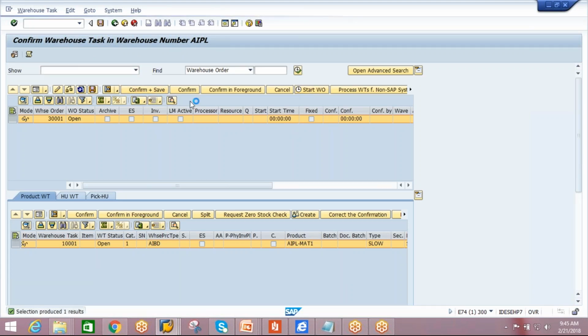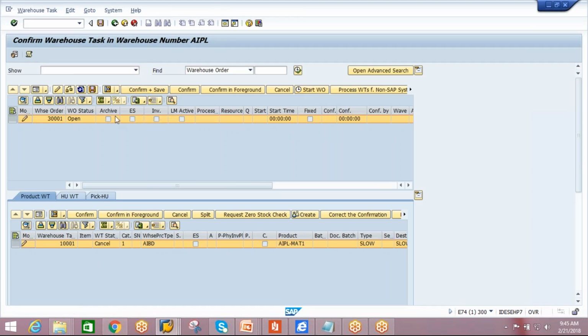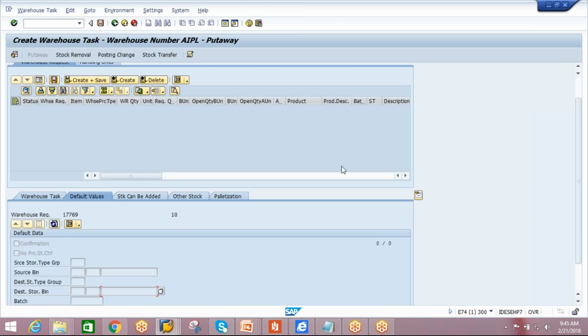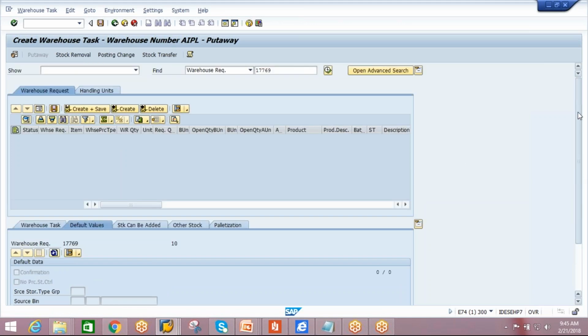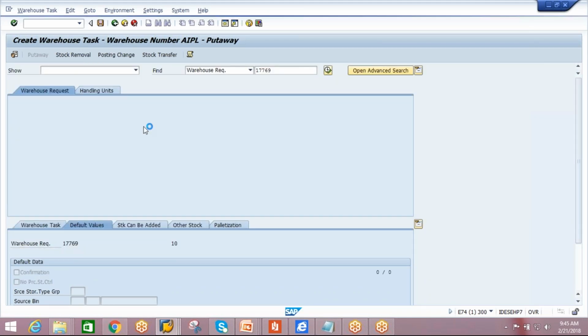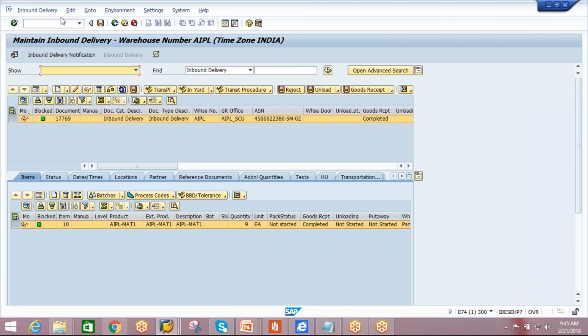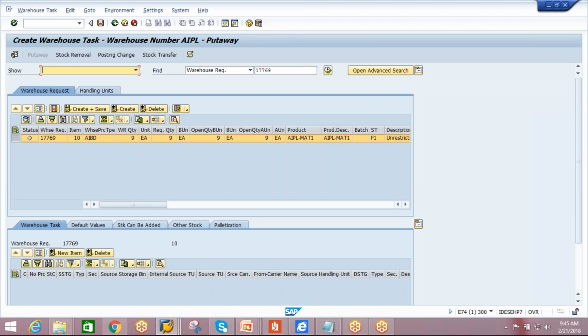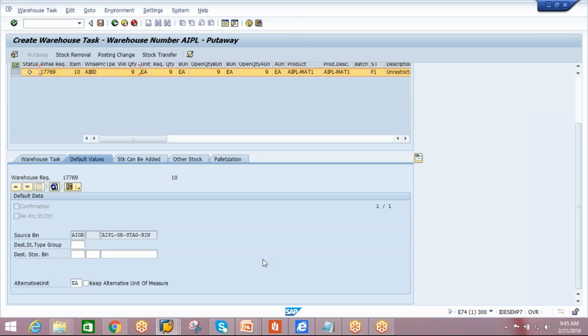One sec. I am cancelling this. And I want to place this stock in some other bin. In further sessions, we are going to discuss put away strategies, warehouse tasks, warehouse orders, and everything. Not in this. This bin I am keeping.